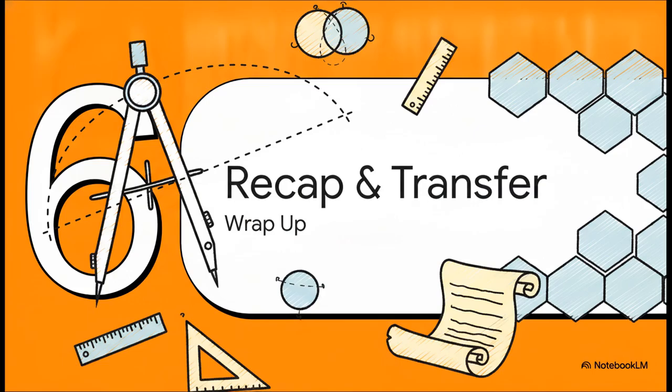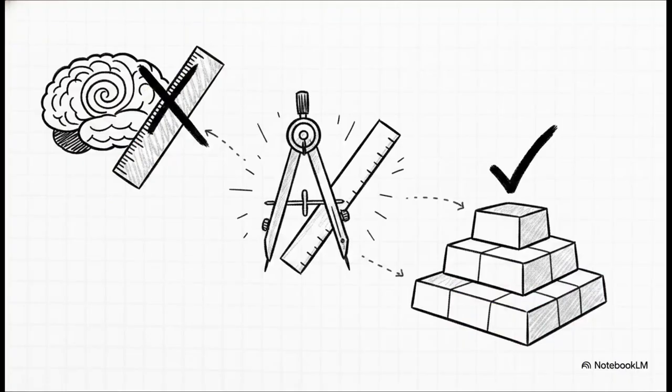Finally, Section 6. Recap and transfer prompt. Let's quickly recap these core takeaways. First, sketches use measurement, but constructions use pure logic. Second, the compass and the straightedge aren't just for drawing, they are literal tools of proof. Third, every single construction step you take requires a specific geometric claim and a mathematical reason. And finally, by justifying those steps, that is exactly how you build a viable geometric argument.